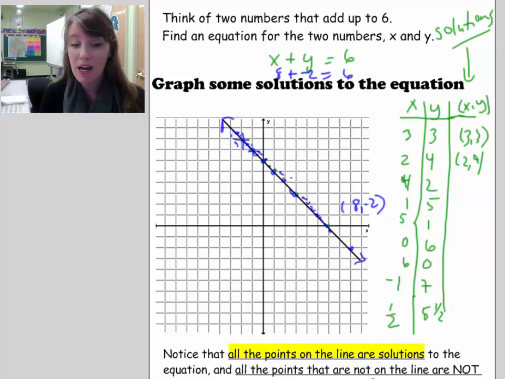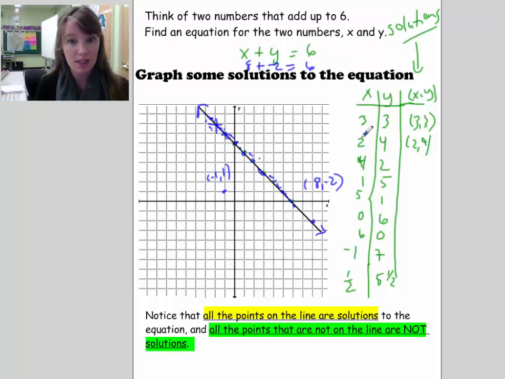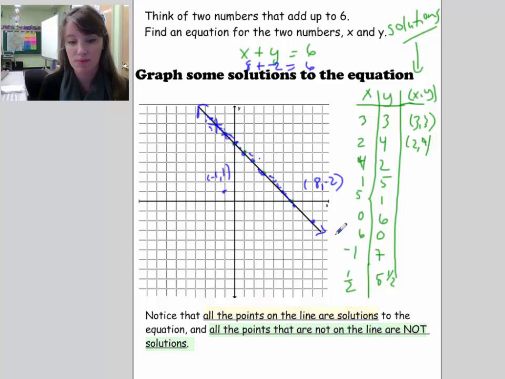Also, you know that any point that's not on the line is not a solution. So for instance, if I picked out this point, negative 1, 1. Well, the x coordinate plus the y coordinate is not equal to 6. So that's something I absolutely know for certain. So there's 2 things to pull out here. Every point on the line is a solution, and every point that's not on the line is not a solution. Okay?